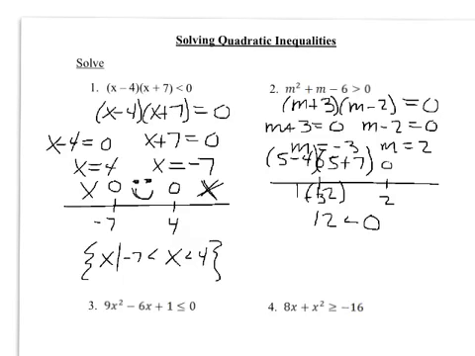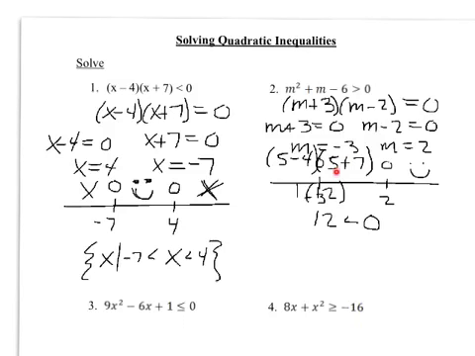So if I were to plug in a value over here, it doesn't matter whether you plug it into here or here, your choice. If I plug in a value like, let's say, 5, you're going to end up getting 5 plus 3, which is 8, and 5 minus 2, which is 3. 8 times 3 is 24. Is 24 bigger than 0? Yeah, it is. So we're going to include that region right there.